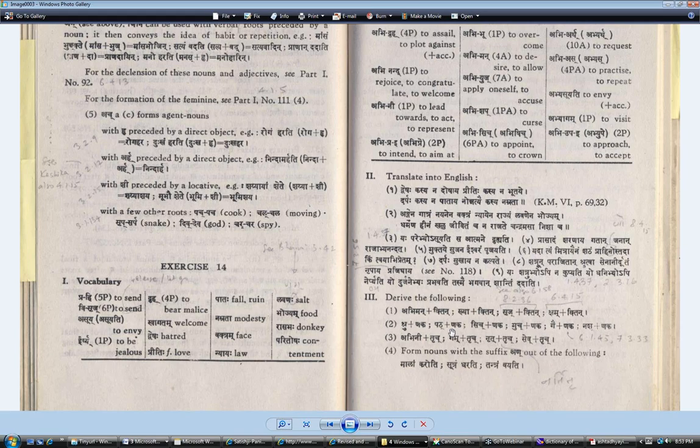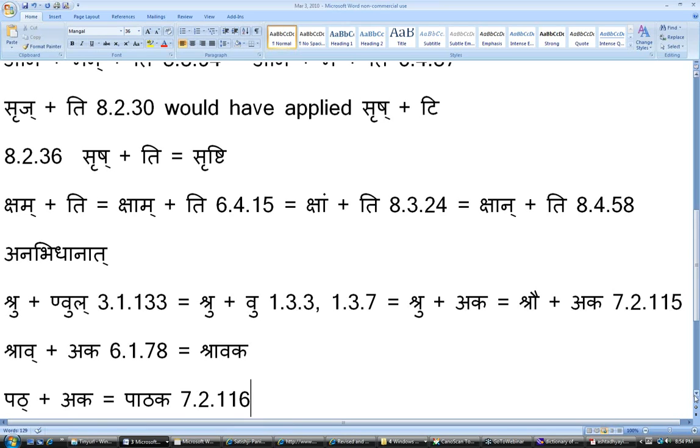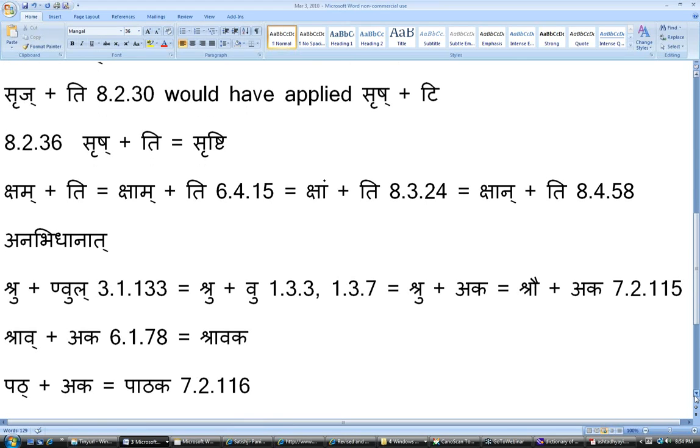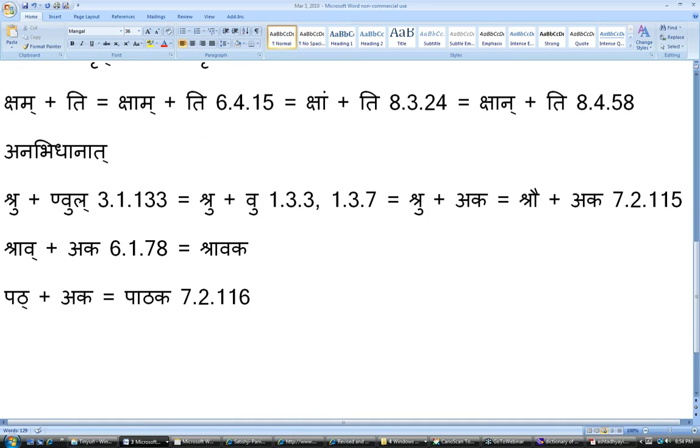It could be the reader most of the time. It could be one who makes people read also. Now, sich is to sprinkle. So we'll get the form sechakaha. Here what's happening is that we're going to get the default, the Puganta Laghu Upadhasya. Let me put the form for you here.